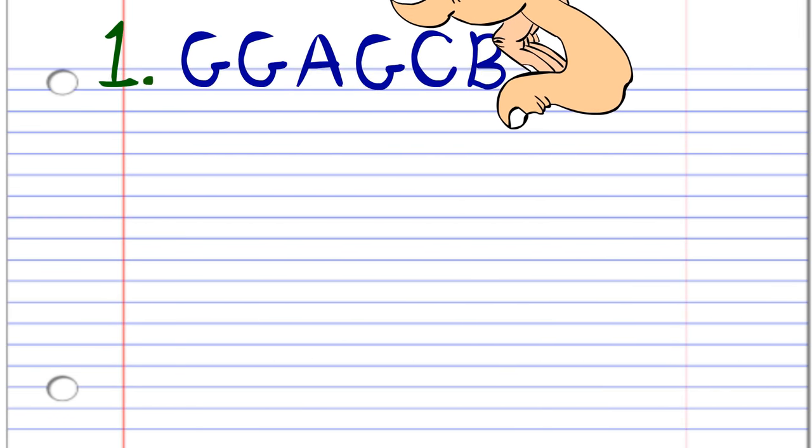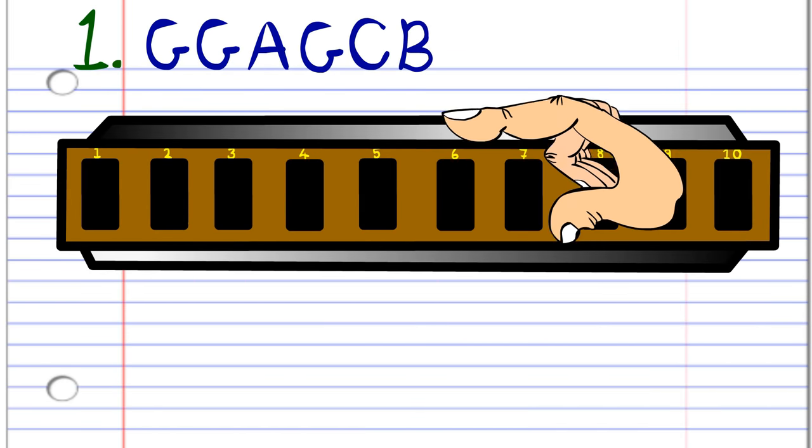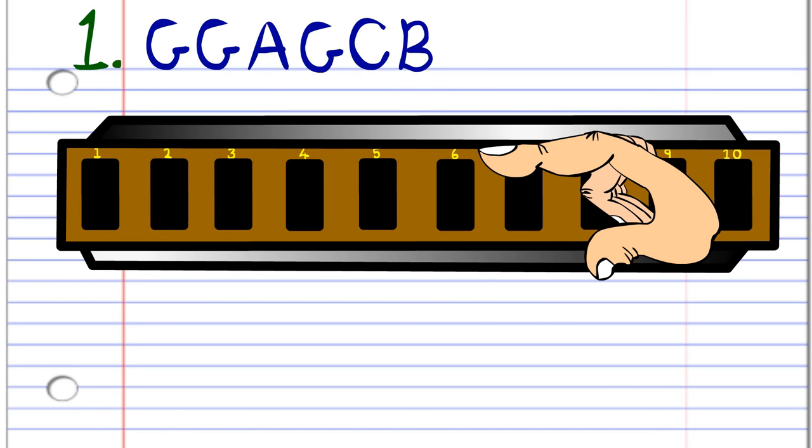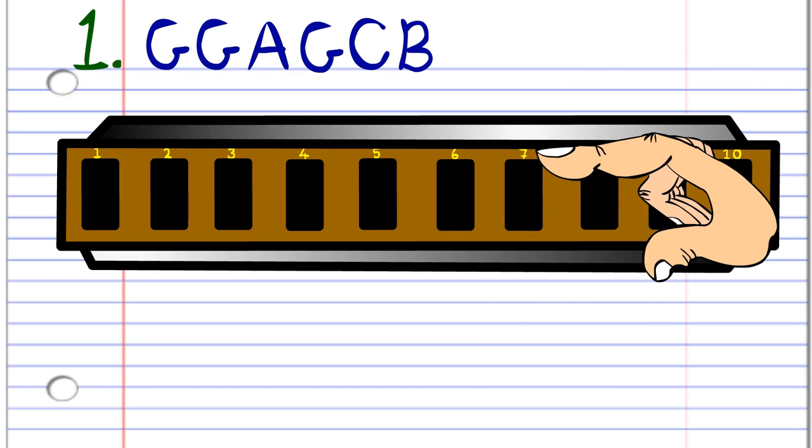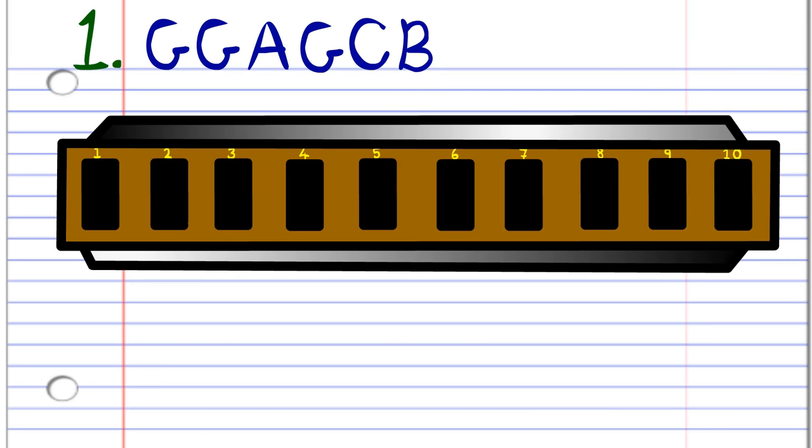So let's take a closer look at phrase one. First, blow into six twice. Then breathe in through six. Blow into six. Blow into seven. Then breathe in through seven. And practice this until you end up with something that sounds a lot like this.